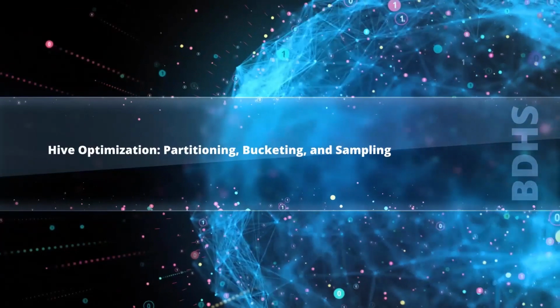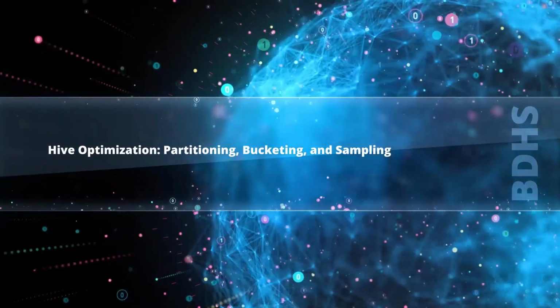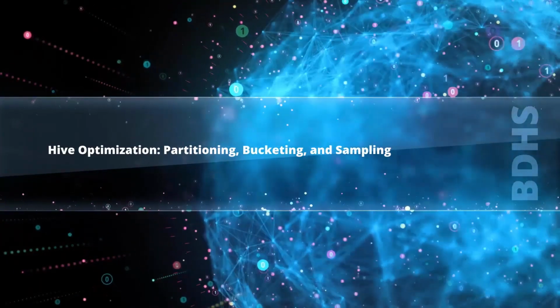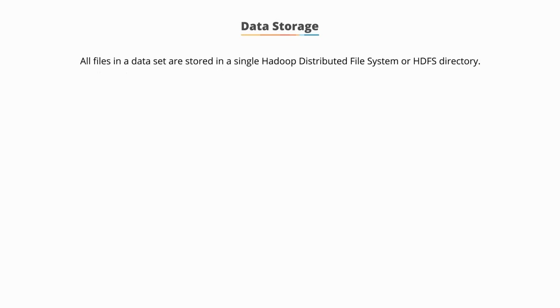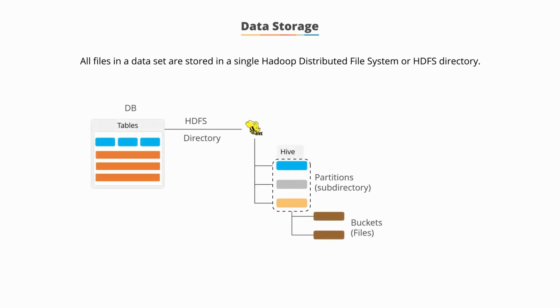Hive Optimization, Partitioning, Bucketing, and Sampling. Data storage. In the previous lessons, you have learned that by default, all files in a dataset are stored in a single Hadoop distributed file system, or HDFS directory.